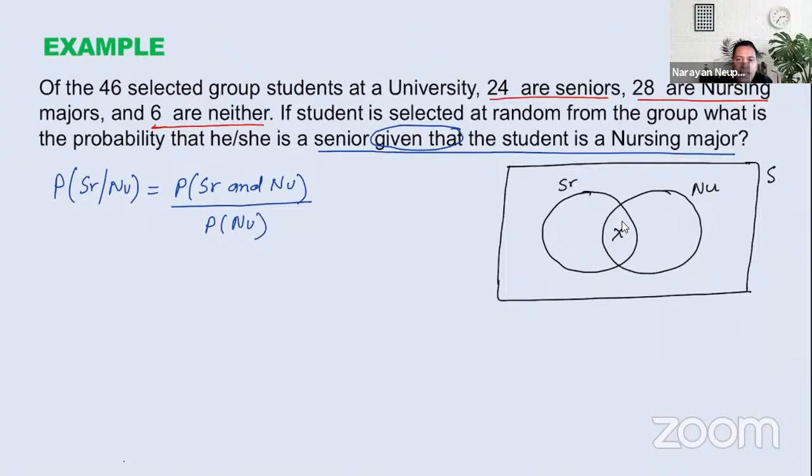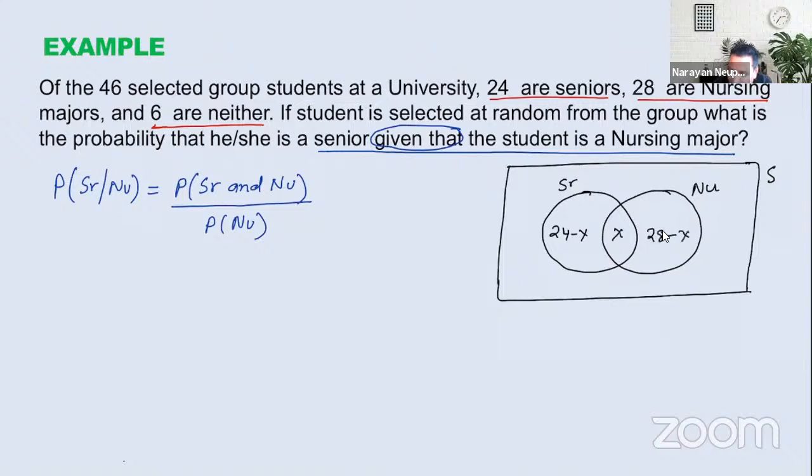Now, if you look at seniors, everybody look at the screen. Seniors, we have 24 students. Out of 24 seniors, X is here. So this side we should have 24 minus X. Out of all seniors, X are nursing majors, so the remaining will be 24 minus X. Similarly, total nursing students are 28. Out of 28, X are senior, so the remaining will be 28 minus X.